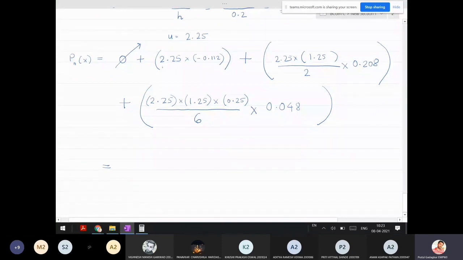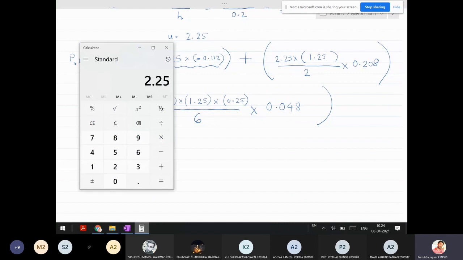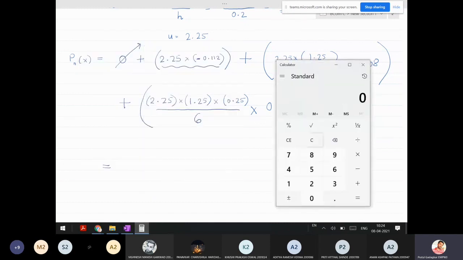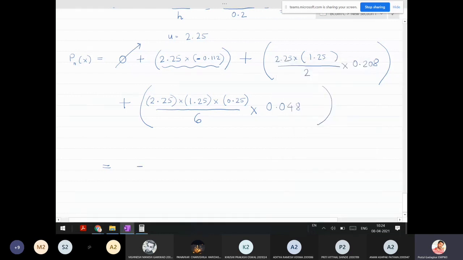Now I will go to my calculator and multiply 2.25 and 0.112, and put a minus sign to that because there is a negative sign over here. Okay, so when I open the calculator, what am I going to get? 2.25 multiplied by 0.112 is equal to 0.252, and it will have a minus sign. So minus 0.252. So this is the answer of the first bracket.